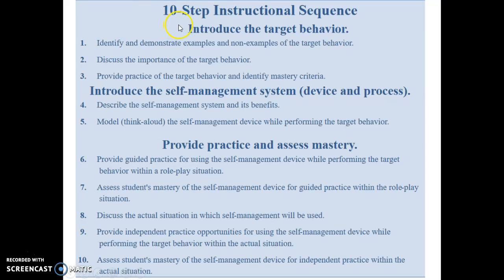The first category is introducing the target behavior. The second category is introduce the self-management system, that is, the device and the process. The third category is to provide practice and assess mastery.